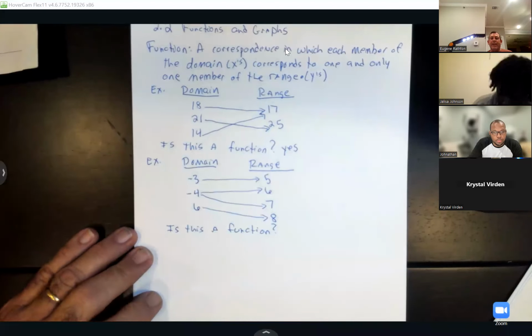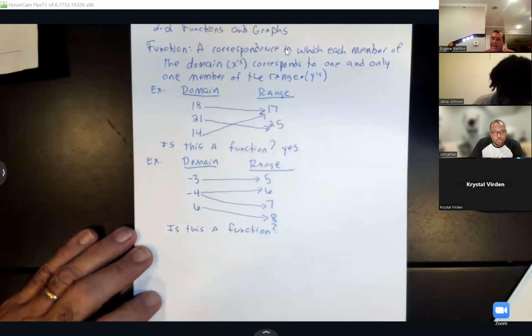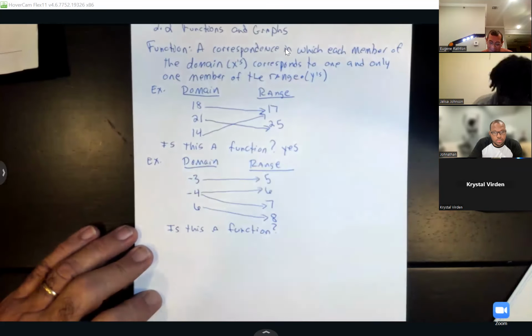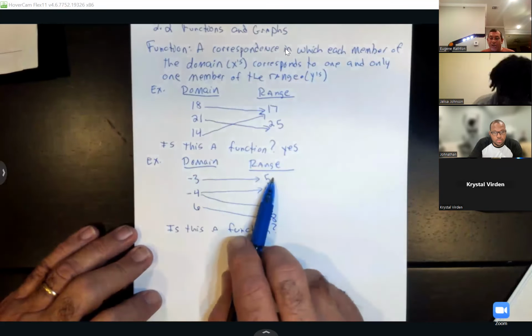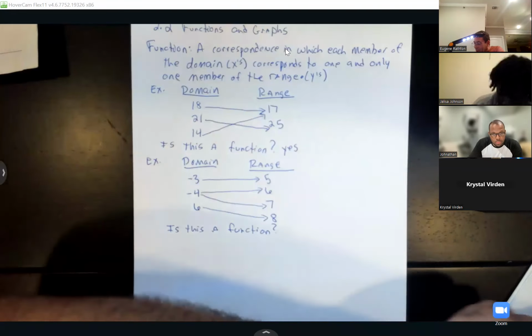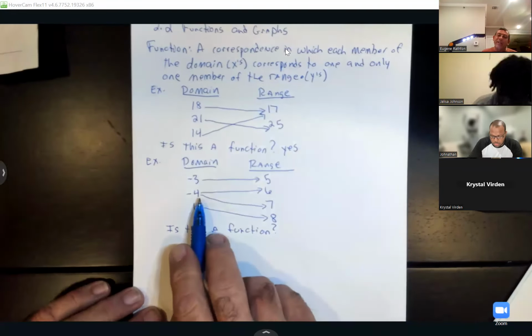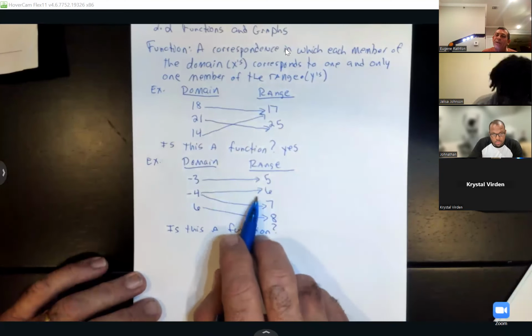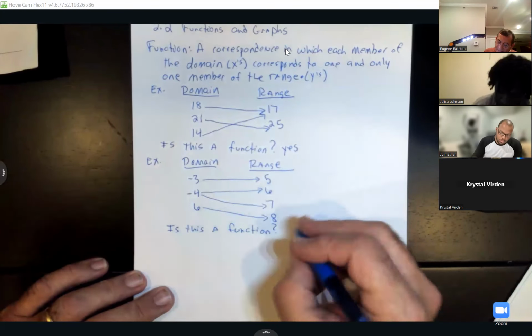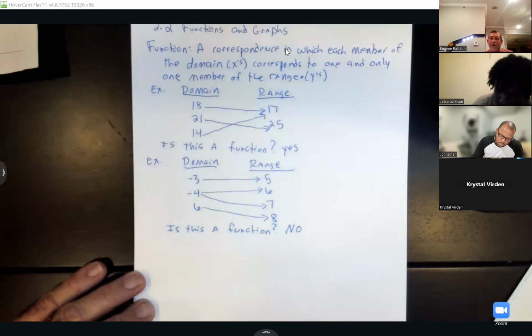No. Good job, because this time I do have someone violating what we said up here, right? So the -3 was good. Even the 6 was good. But unfortunately, that -4 points to 2 different Y values. So because of that happening, this is definitely not a function.